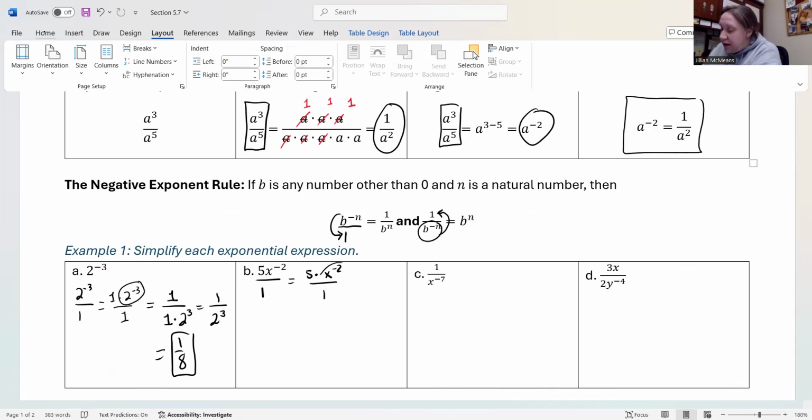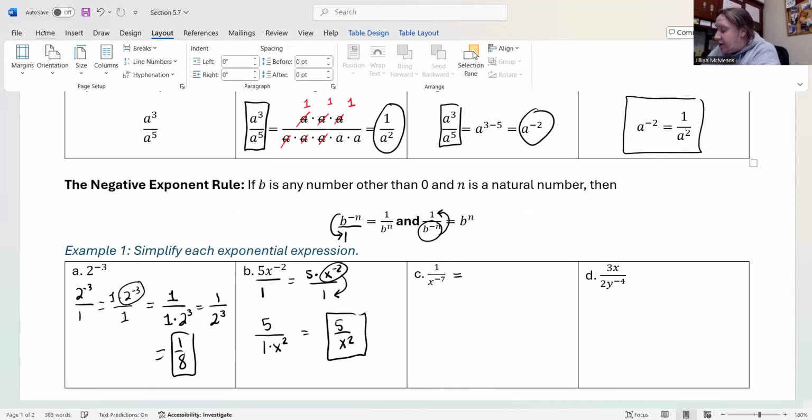So the only thing that's moving is x to the negative second. So in the numerator, that leaves my factor of 5. My denominator now becomes 1 times x squared. Once the factor moves places in the denominator, the exponent becomes positive. So this just becomes 5 over x squared. And that's it. Okay. Now for part C, this already looks like a fraction.